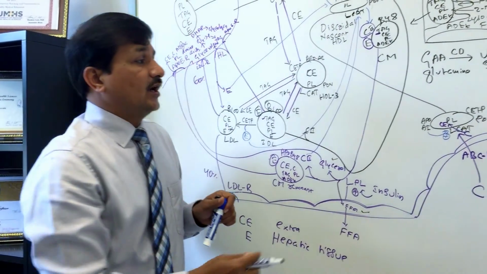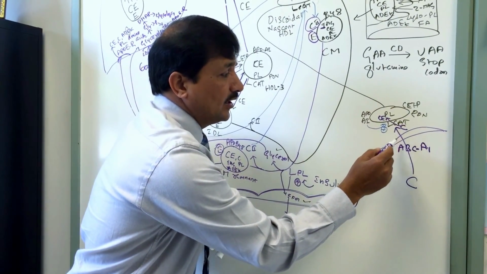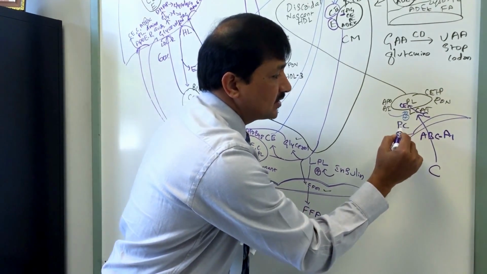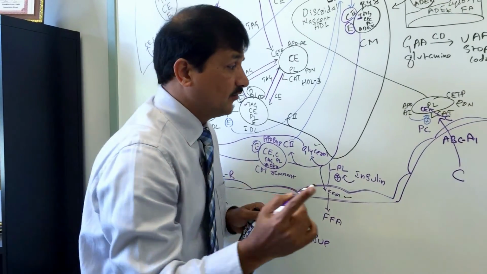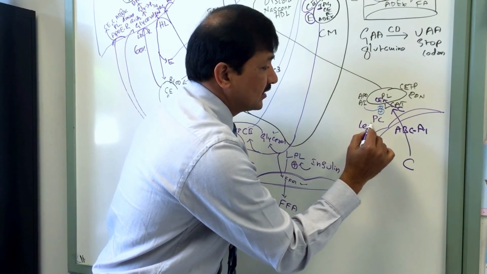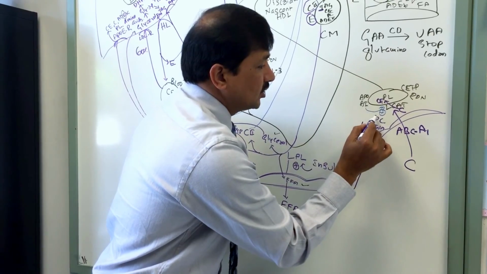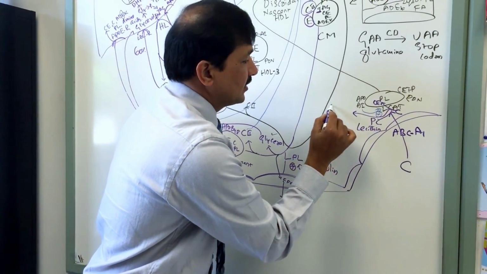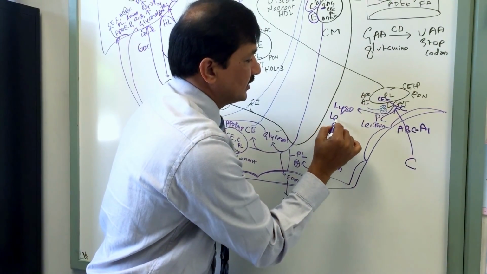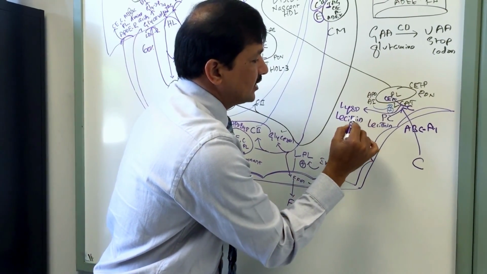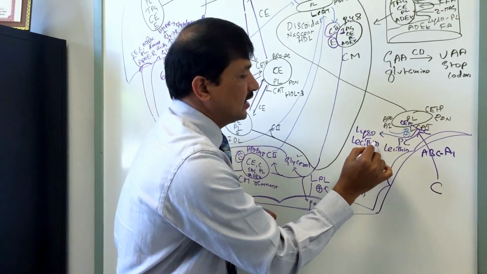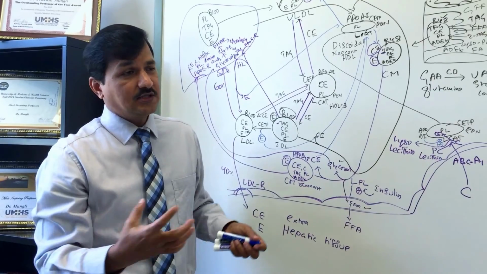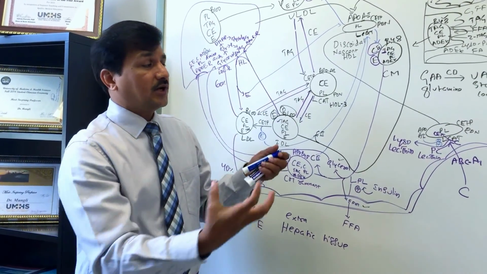What does it do? It is going to take cholesterol and it's going to break down lecithin. Lecithin is phosphatidylcholine, PC. The other name for phosphatidylcholine is lecithin. It's going to release that lecithin as lysolecithin. Lecithin is converted to lysolecithin. The difference between lecithin and lysolecithin is that lysolecithin does not have a fatty acid. Lecithin is losing a fatty acid and becoming lysolecithin.